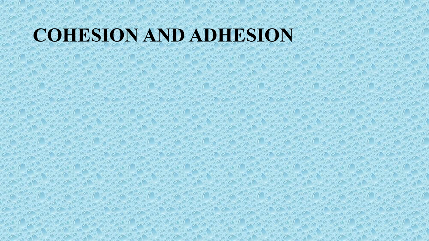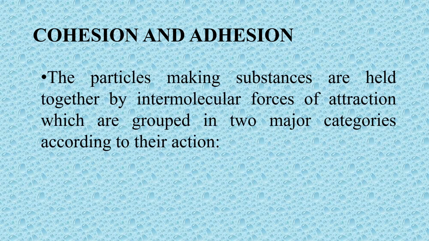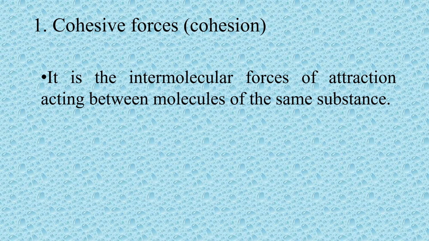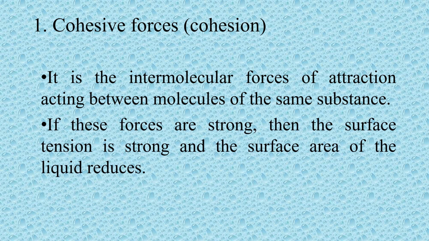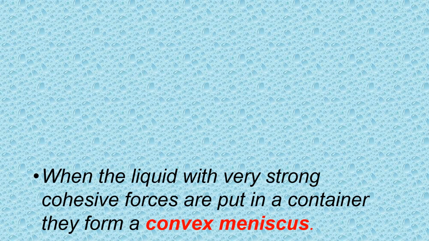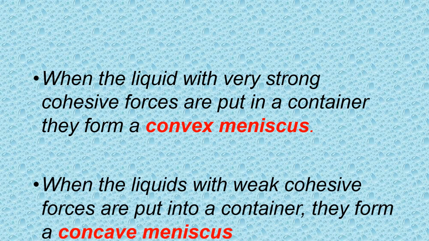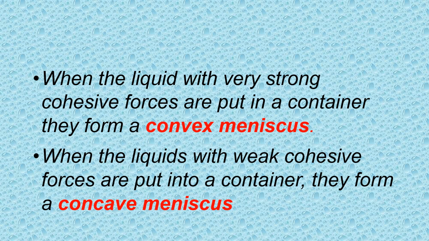Cohesion and adhesion. The particles making up substances are held together by intermolecular forces of attraction, which are grouped in two major categories according to their action. 1. Cohesive forces, cohesion. It is the intermolecular forces of attraction acting between molecules of the same substance. If these forces are strong, then the surface tension is strong and the surface area of the liquid is reduced. When liquids with very strong cohesive forces are put in a container, they form a convex meniscus. When liquids with weak cohesive forces are put into a container, they form a concave meniscus.